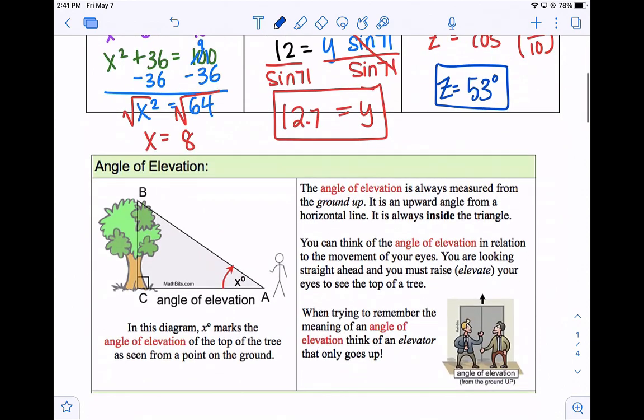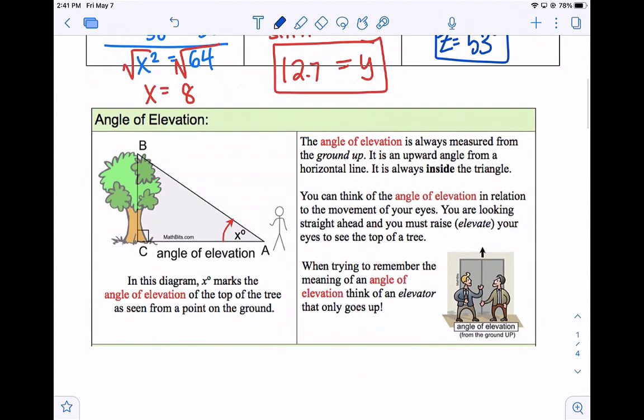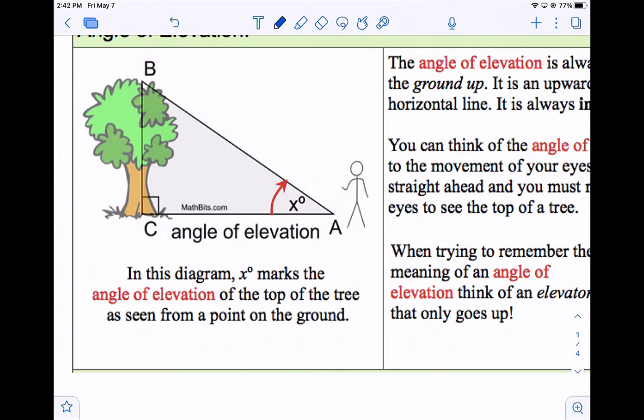angle of elevation. And the angle of elevation is always measured from the ground up. It's the upward angle from a horizontal line, and it's always inside the triangle. You can think of the angle of elevation in relation to the movement of your eyes. If you're looking straight ahead, you have to elevate. You must raise your eyes to see the top of the tree. So elevate, going up. Angle of elevation is going up from the horizontal. So here's the horizontal line. Here's your angle looking up.